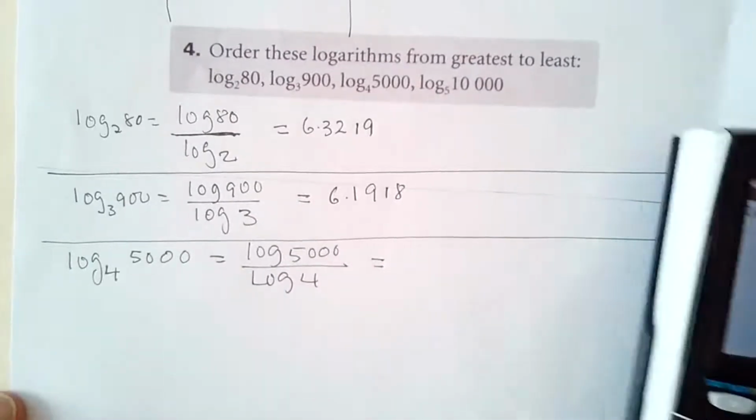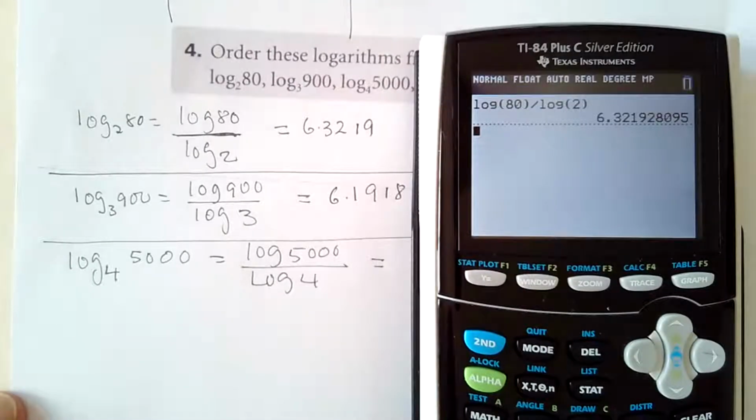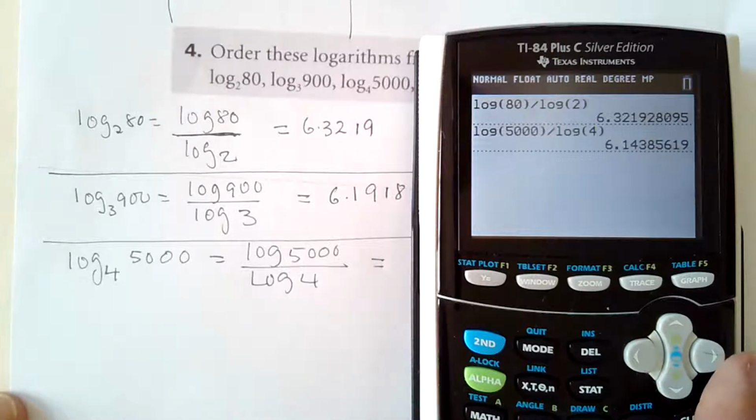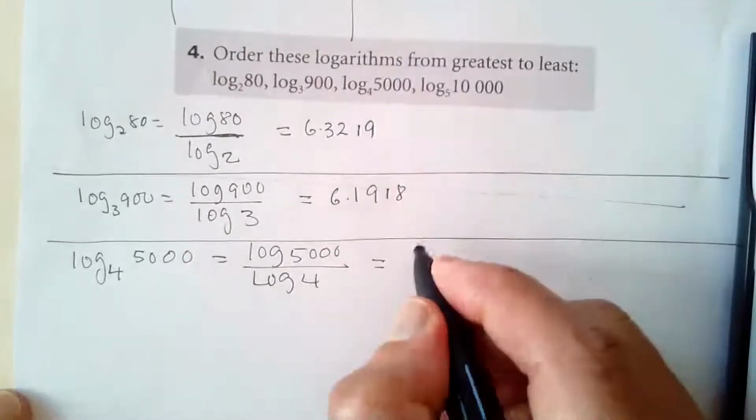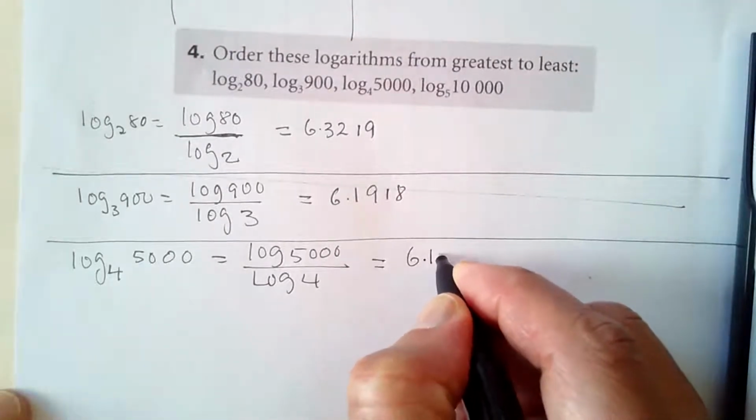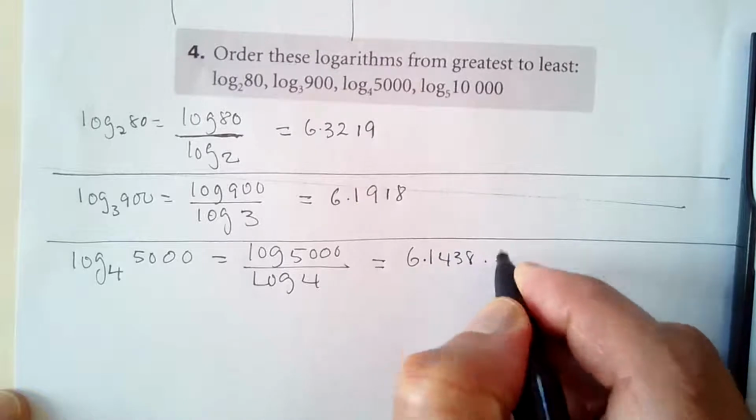My beautiful calculator here. Let's see what I would get here. Log 5,000 divided by log 4 is 6.1438.